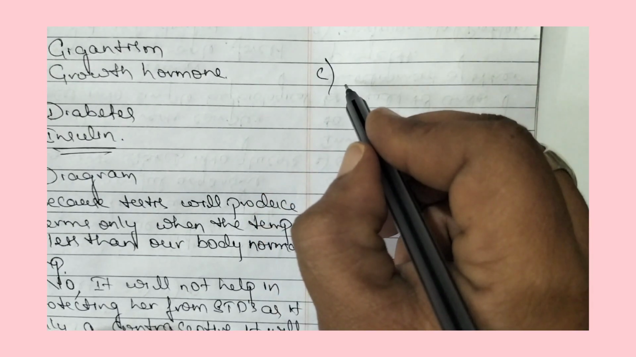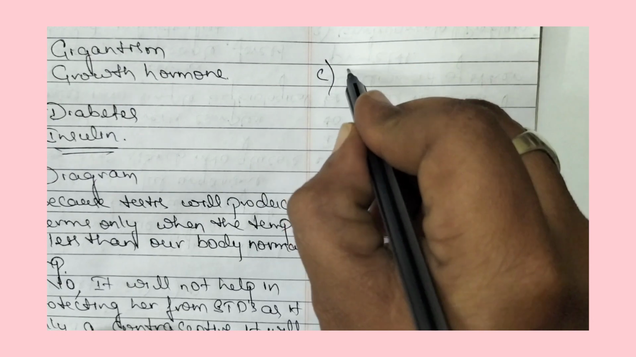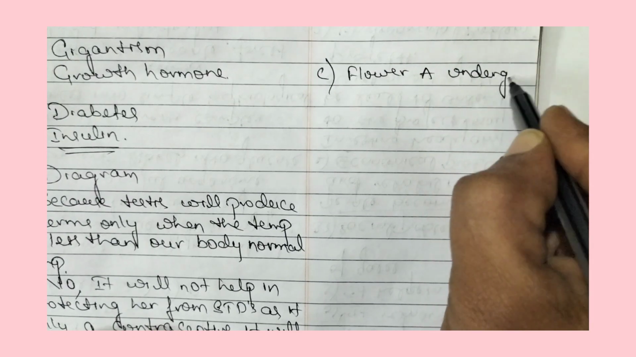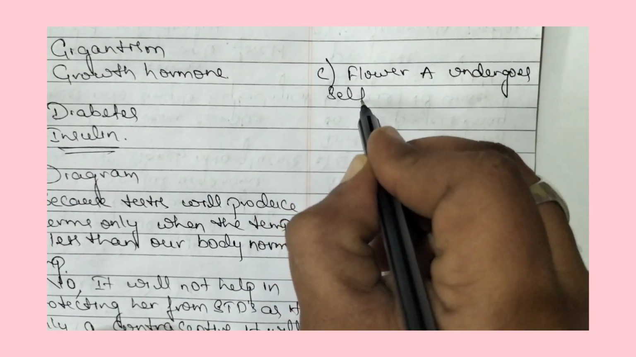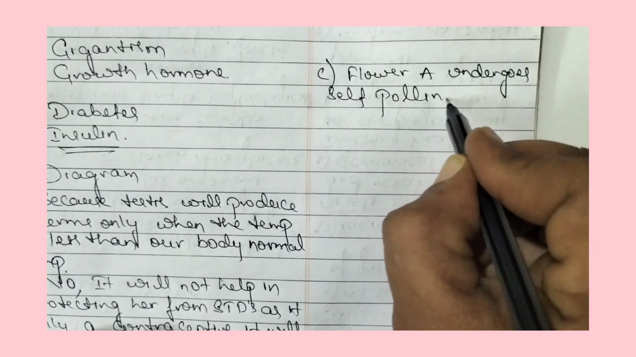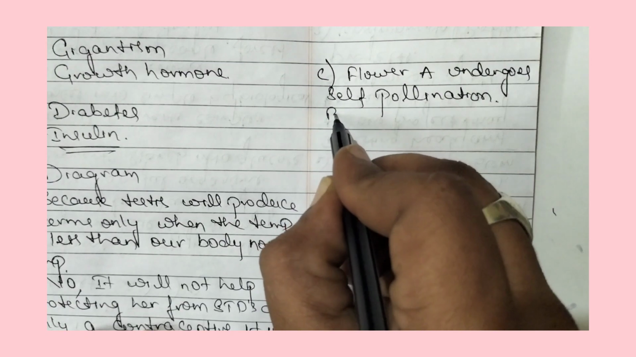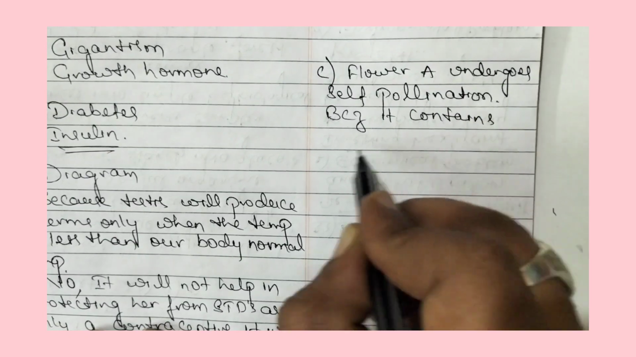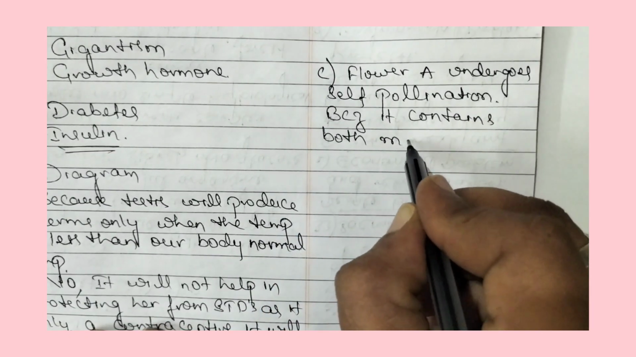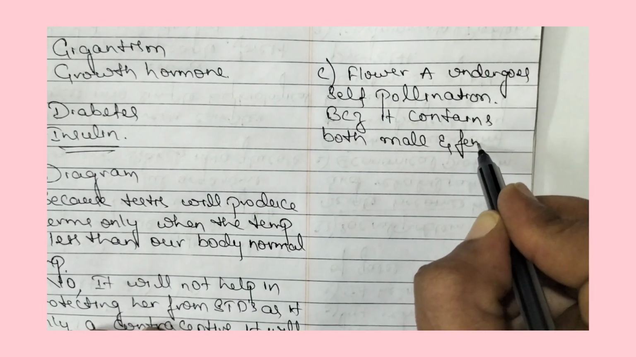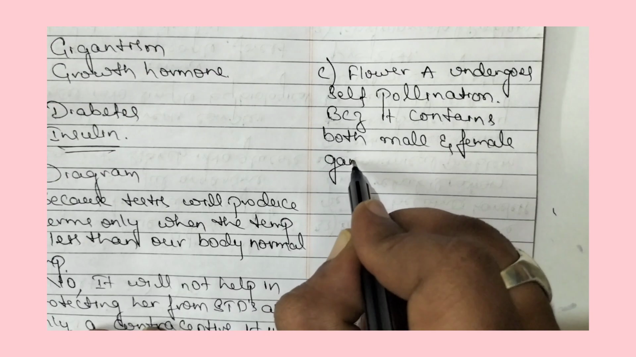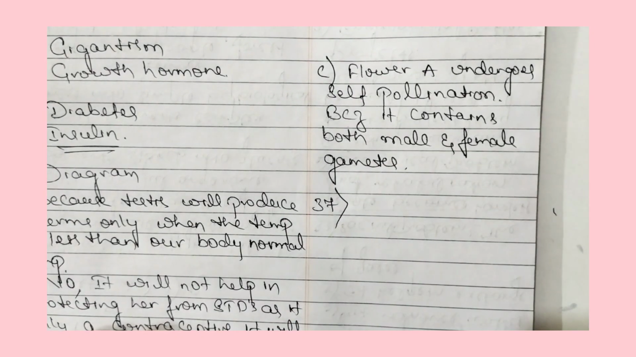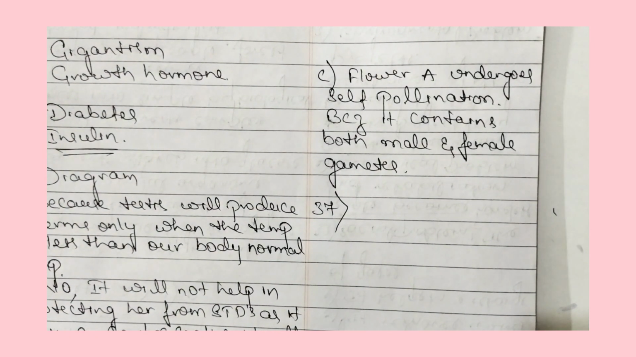Let us answer C question. So C question answer is, flower A undergoes self-pollination. So question why anta kelidare, because it contains both male and female gametes. Eradu gametes na hondirodrinda it undergoes self pollination. So now let us move for 37th question.